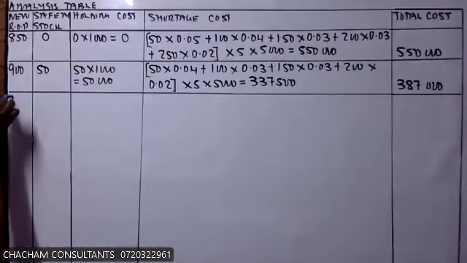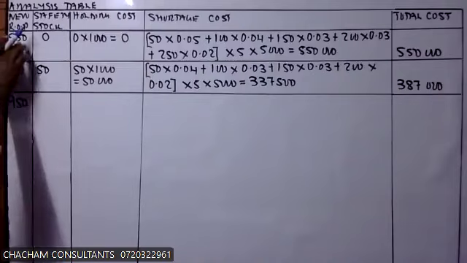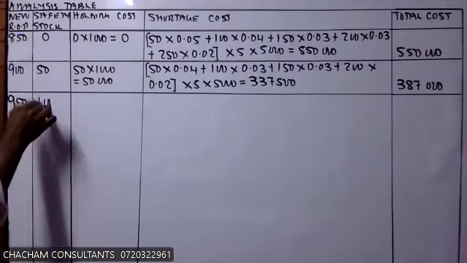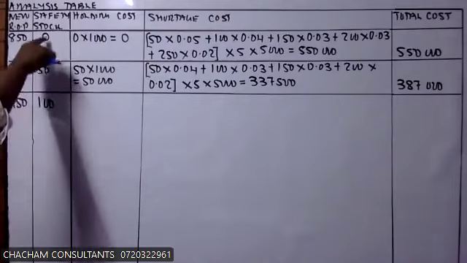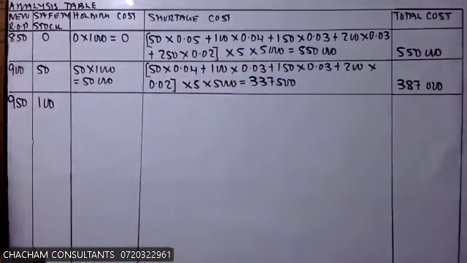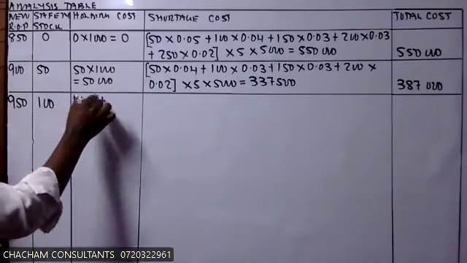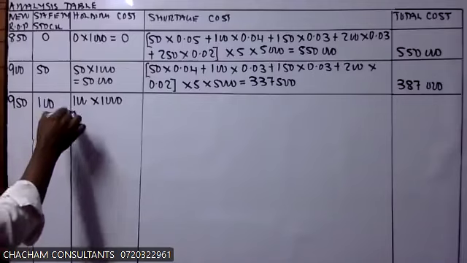Okay, we now try 950. At 950, if our current reorder point is 850, that means we have a safety of 100. Actually, what you notice is that this safety column is starting to take shape, here. So, this will be 100 times 387,500.